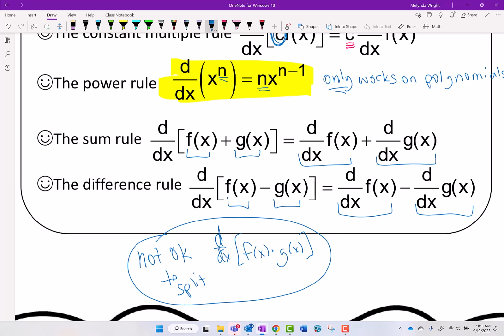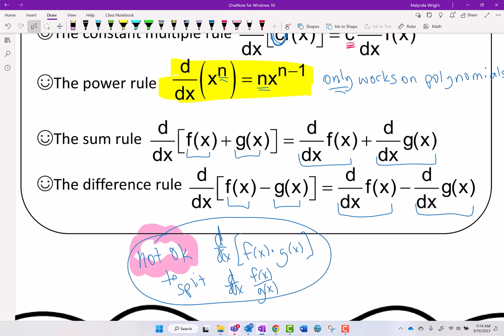Okay? It's not okay to split for the dividing either. That is not okay. Really important. That is not okay to split those up. It only works with adding and subtracting. So that's really important to us, and we'll learn more about it later. But as we're talking about these kinds of rules, I need you to know that those aren't okay. Okay?